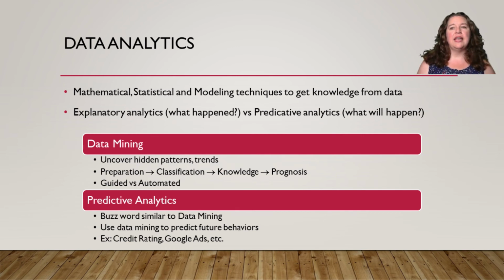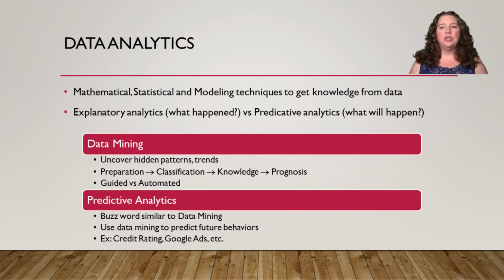There are 2 different ways that we can do this. The first is explanatory analysis, what happened, versus predictive or predicative, depending on how you pronounce it. Predictive, I like predictive because it predicts what will happen. When we do data mining, the purpose of data mining is to uncover your hidden patterns or trends. They're not obvious when we do data mining. Sometimes it is, sometimes it's not. So when we do data mining, we do 4 different phases. The first is preparation of our data. Then we classify our data. We start breaking it down by class and grouping it together. Then we turn that piece of information into knowledge, and we use the knowledge to give us a prognosis.